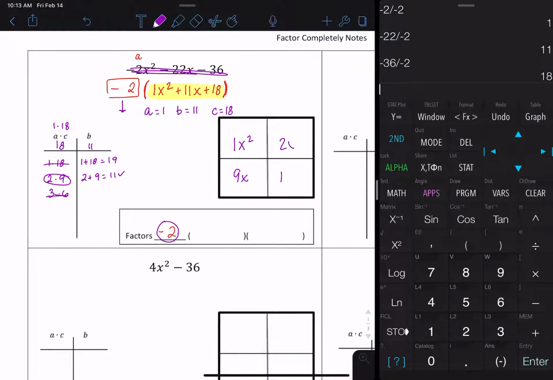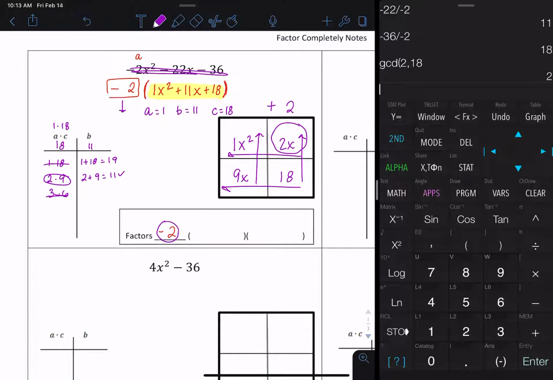The GCD going up the box and then the GCD going sideways. Okay, so let's go up. So I need the GCD of 2 and 18. So math, GCD, 2, 18 is 2. So I have a 2 here. Because this box is positive, I need a plus sign.